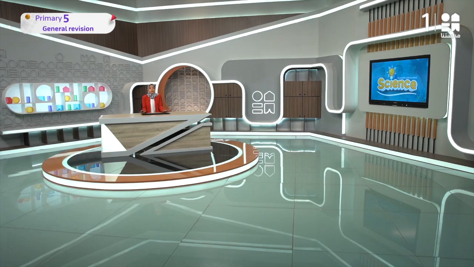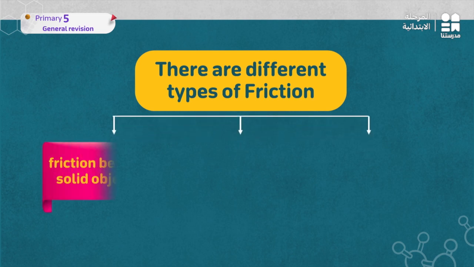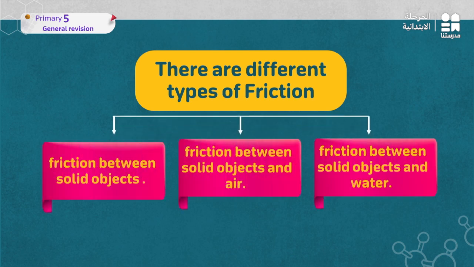Now عندنا 3 different types of the friction. What are the different types of friction? عندنا friction لما بيكون solid with solid. Friction between solid objects. Number 2, friction between solid objects and air. Number 3, friction between solid objects and water. Friction ما بين الsolid ما بين air والwater. طيب تعالوا دلوقتي نفتكر أول واحدة واللي هي friction between solid objects.